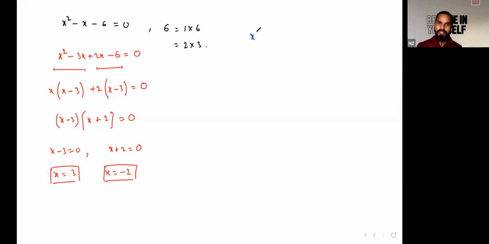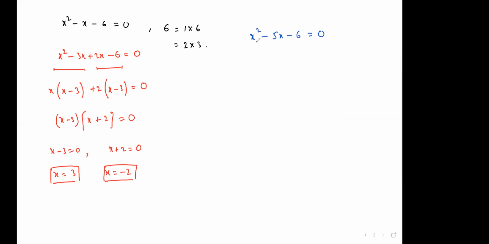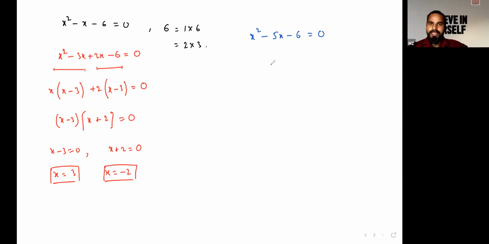Similarly, try to solve for the next part. We have x squared minus 5x minus 6 is equal to 0. Try to solve. Nida, is it clear? Yes, sir. Try to solve for this part. Mohammad Umar, your second answer is wrong. Check your calculation.